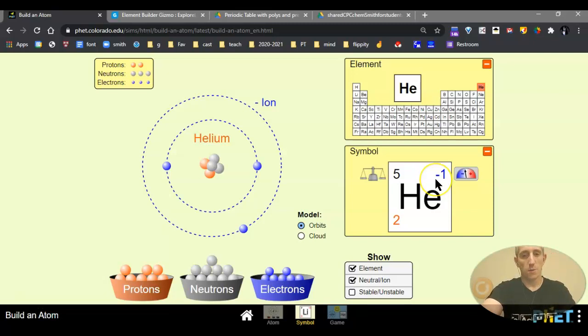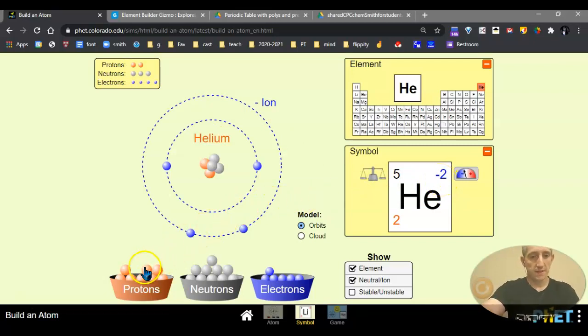So the negative comes from the fact that there are more negatives than positives. How many more? 1 more. So the more negatives makes it a negative symbol here. And the fact that there's 1 more negative than positive puts a 1 here. If I would add in another electron, now we have 2 more electrons than protons. I have 2 more negatives than positives. So now I have myself 2 negatives.